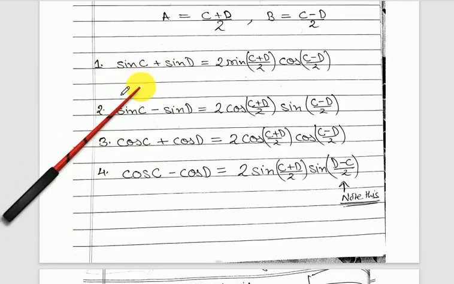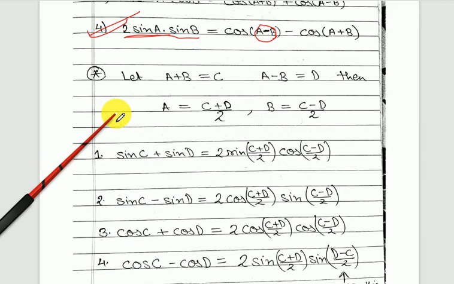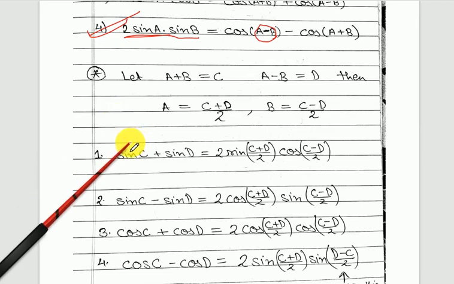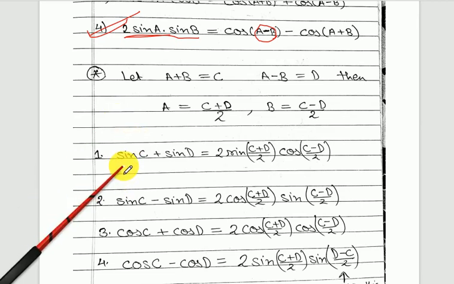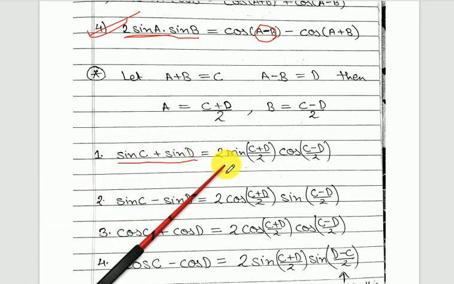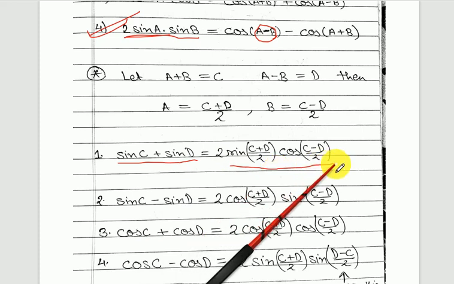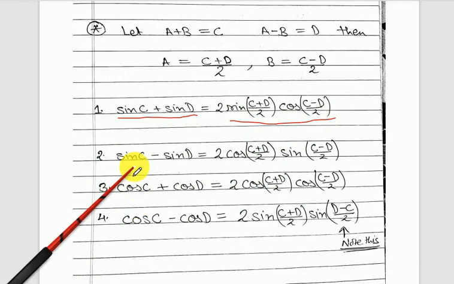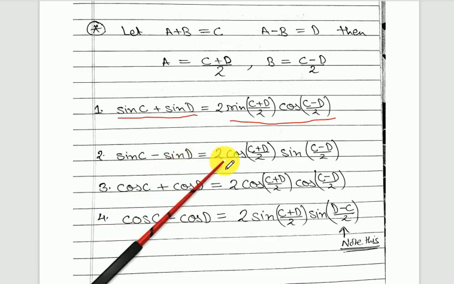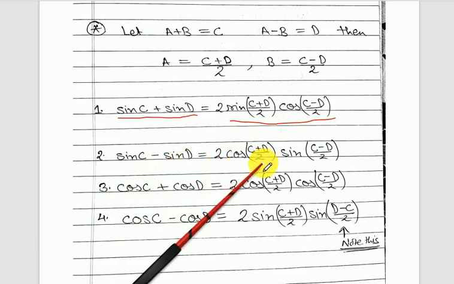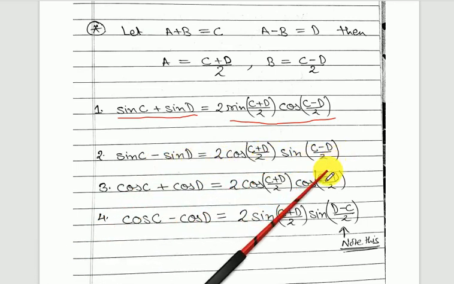Next set of formulae we have this, okay? The first one is sine C plus sine D is equal to 2 times sine (C plus D) upon 2 into cos (C minus D) upon 2. Next is sine C minus sine D is equal to 2 times cos (C plus D) upon 2 into sine (C minus D) upon 2.